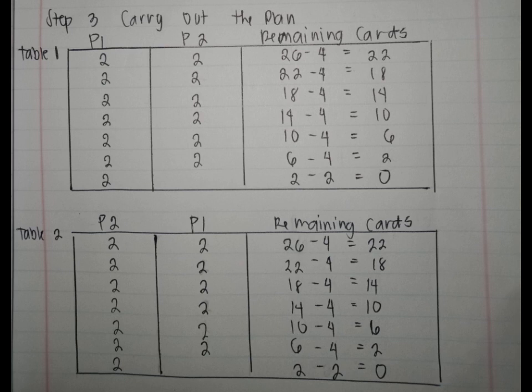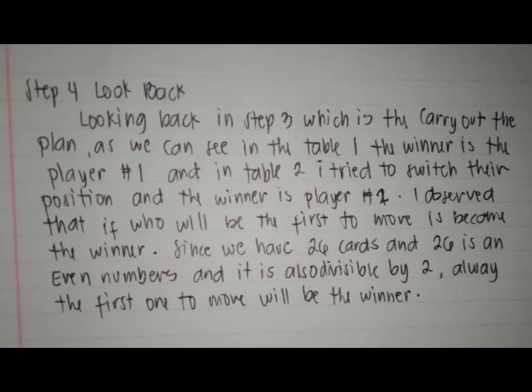So let's move on and go to table number 2. In table number 2, I tried to switch their places. The first move goes to player 2 and the second move goes to player number 1. And we have the remaining cards. If we see the result, the winner in table number 2 is player number 2. So see the difference? In table number 1, player 1 is the winner, and in table number 2, player 2 is the winner. And our last step is step 4, which is look back.